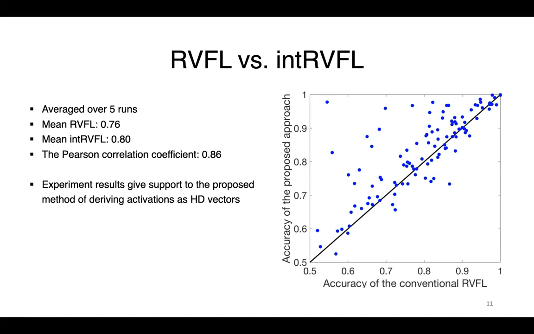Cool, so we first conducted an experiment comparing the conventional RVFL and intRVFL networks. This experiment was meant to evaluate the effectiveness of projecting input features to an HD activation space before training. Accuracies for both networks were averaged over 5 independent runs on the data sets. So we found that the mean accuracy of the conventional RVFL was 0.76. Meanwhile, the mean accuracy of intRVFL was 0.80, and results for both networks were highly correlated. So the higher accuracy of intRVFL kind of gives support to the proposed method of deriving activations as HD vectors.